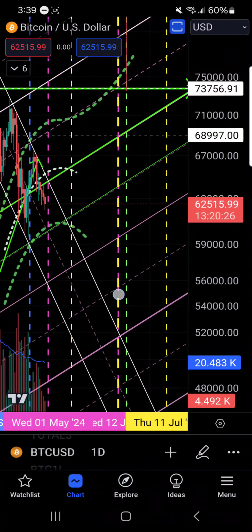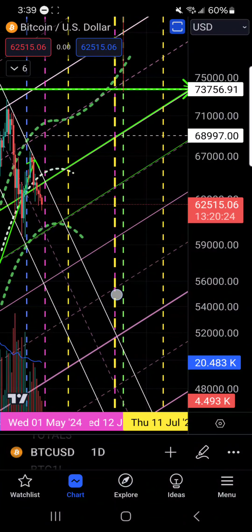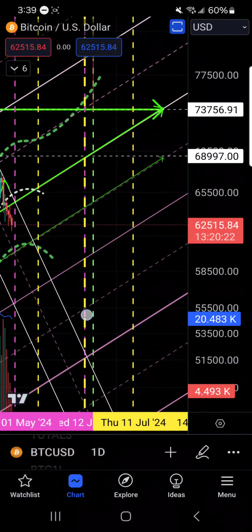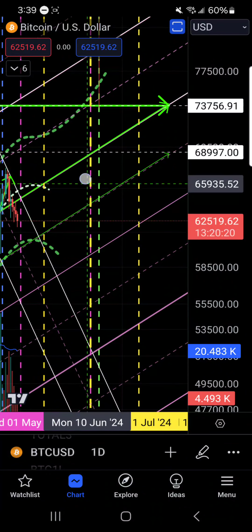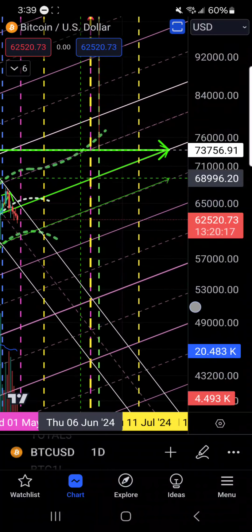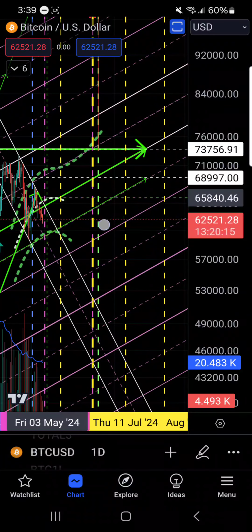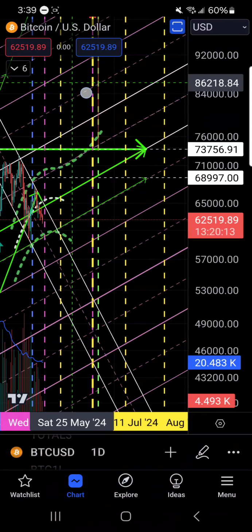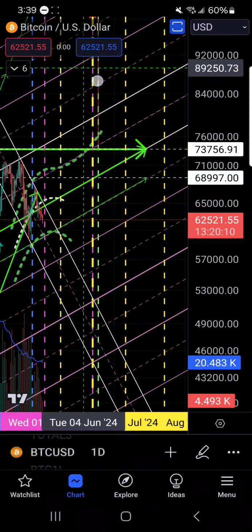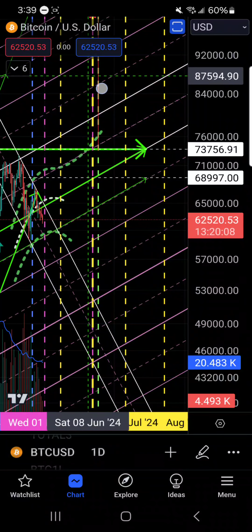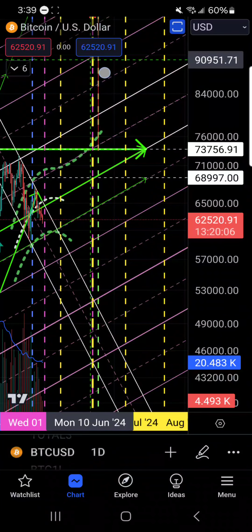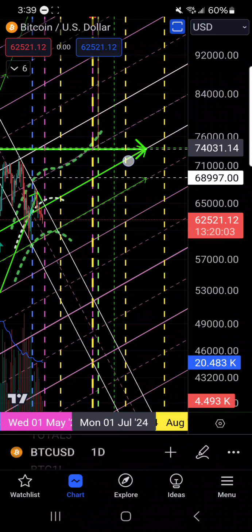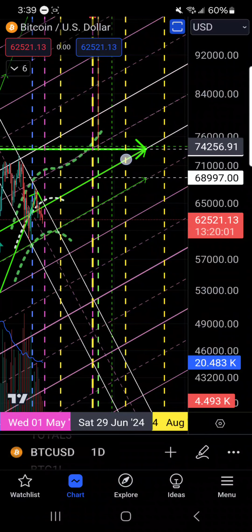And possibly maybe it occurs later on, after a move upwards from here. What I'm saying is maybe it occurs after we break up to 80, 90,000 or something like that, and then we wick back down to the bottom or to the top of this channel at 73,000, top of the triangle, whatever you call those things.